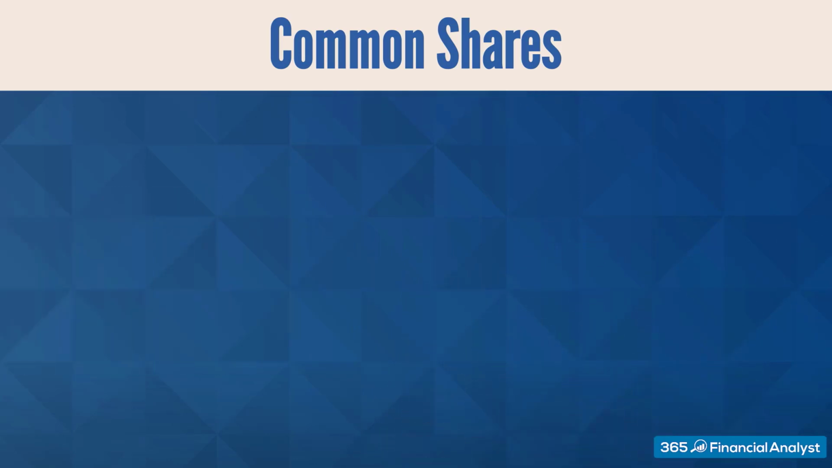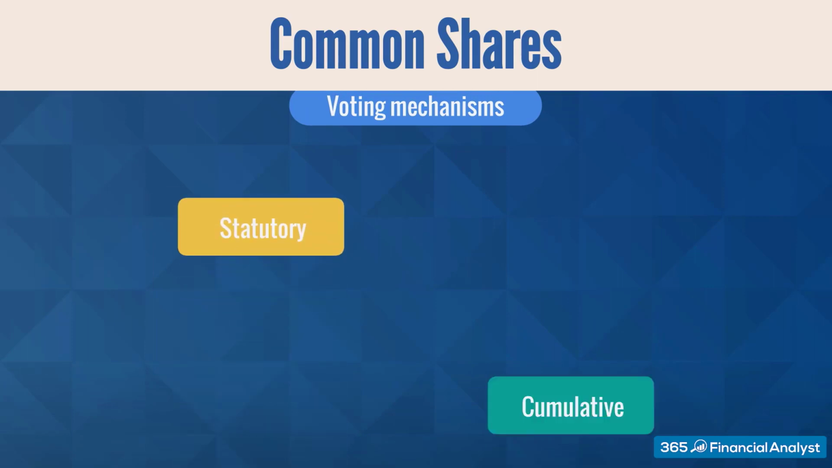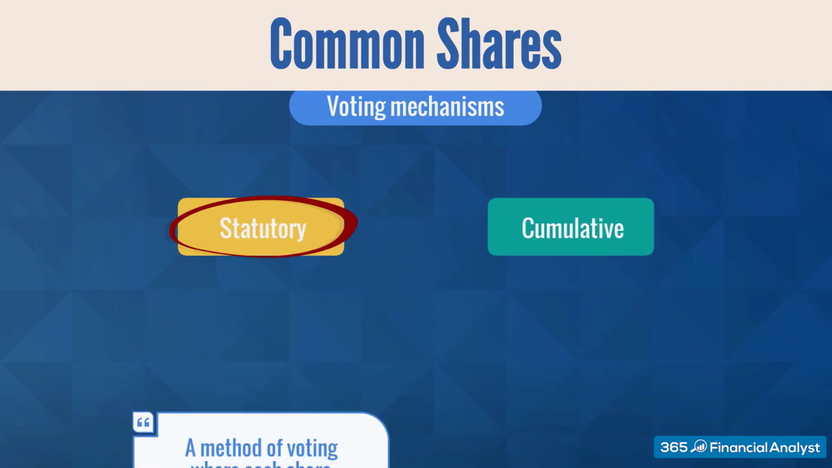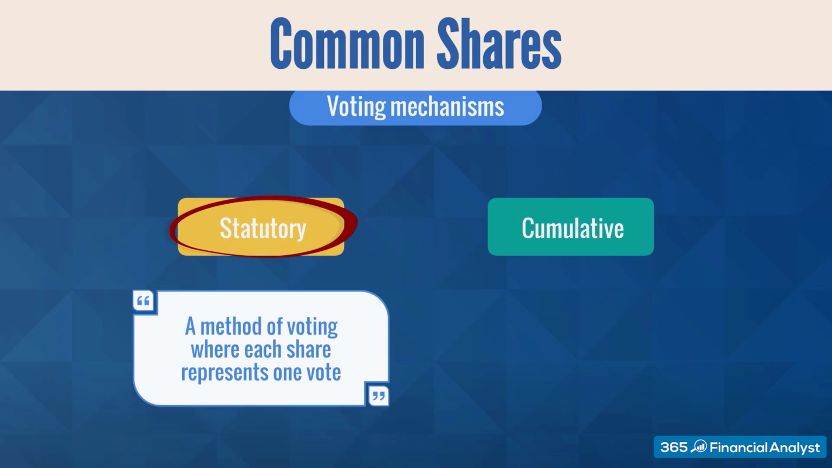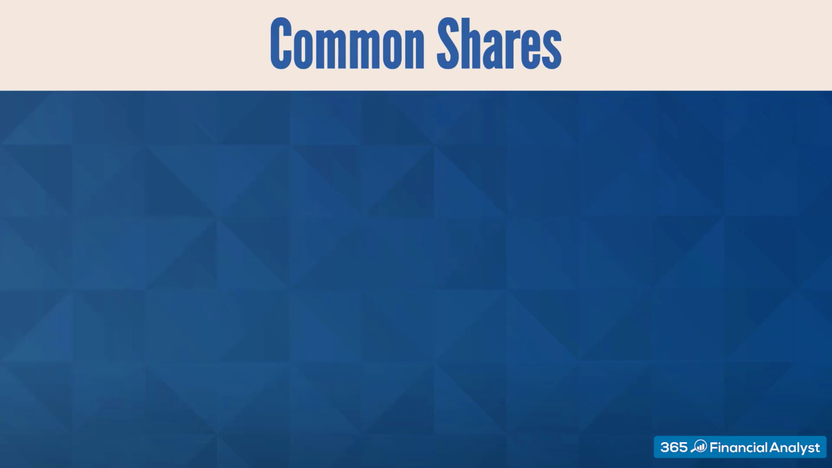What about voting mechanisms? Well, we may come across either statutory, also called straight, or cumulative voting. In the former, each share counts for one vote, and votes must be divided evenly among the candidates or issues discussed. Let's see how the math works out.